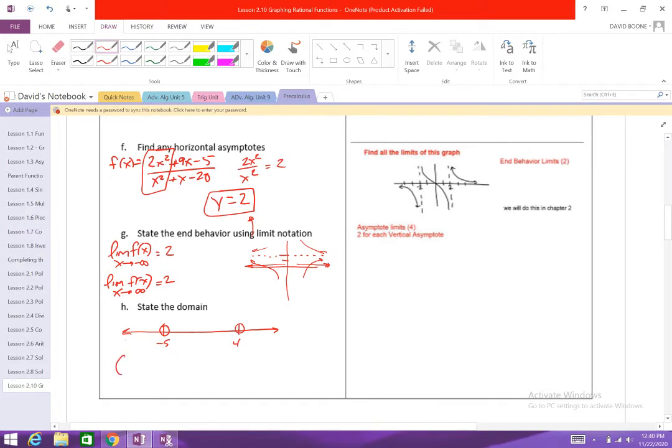So we'd have to say our domain starts over here at -infinity, and that's always a parenthesis when it's next to infinity. And then again, we can't have -5, so that just has to have a parenthesis as well. We're going to then unite that with this middle part, which is from -5 to 4. So again, parentheses because I can't have that value. And unite with everything on the right side here. So from 4 to infinity.